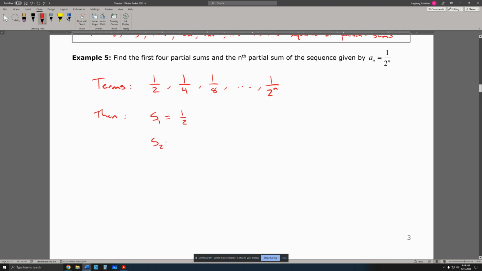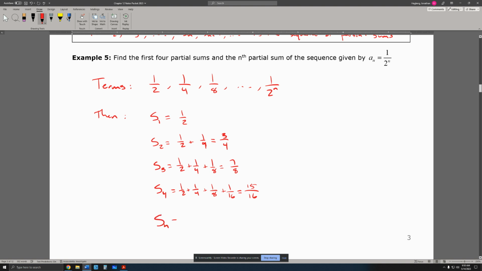Okay? So then the partial sums, S1 is just 1/2. Well, S2 is going to be 1/2 plus 1/4, the sum of the first two terms. Well, 1/2 and 1/4 gives us 3/4. S3 is the sum of the first three terms, so 1/2 plus 1/4 plus 1/8, and that's equal to 7/8. We can do one more, so S4 would be 1/2, 1/4, 1/8, and then 1/16. So this is equal to 15/16.